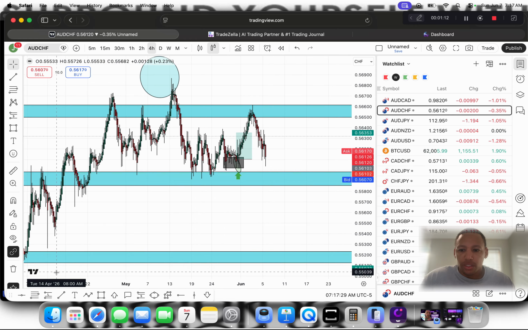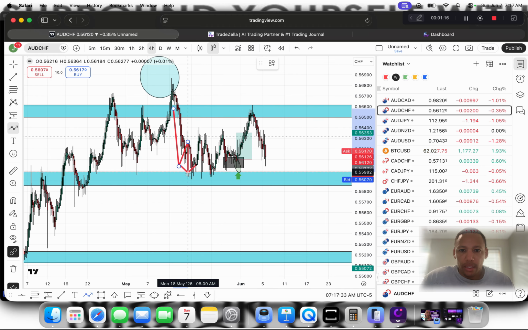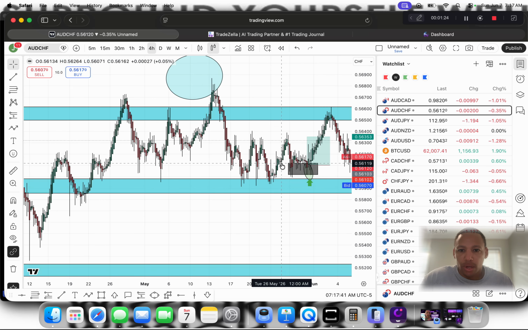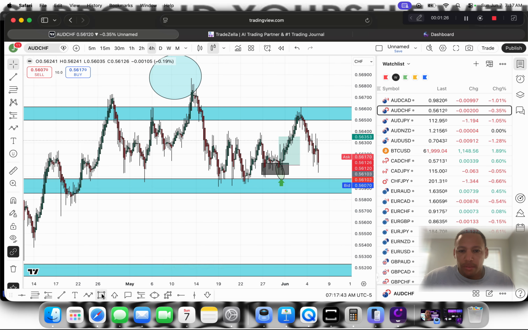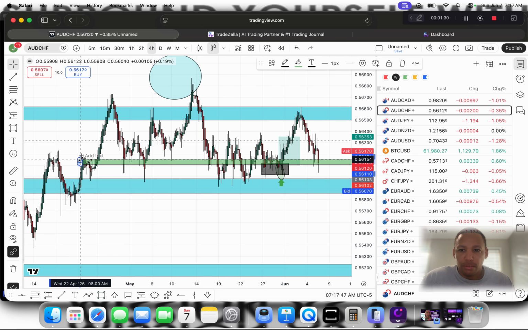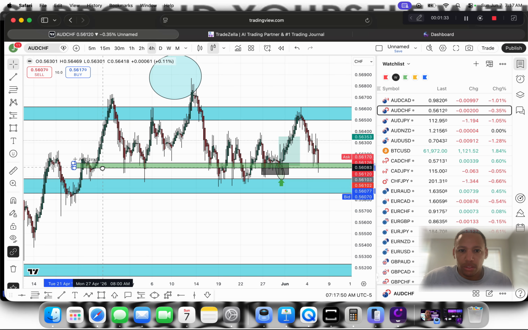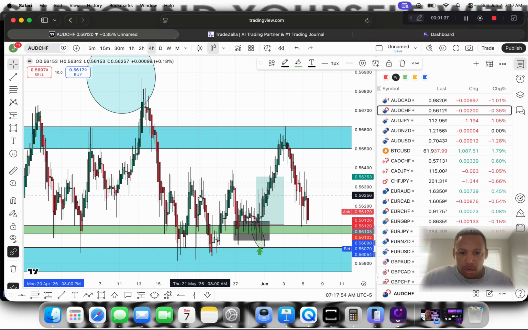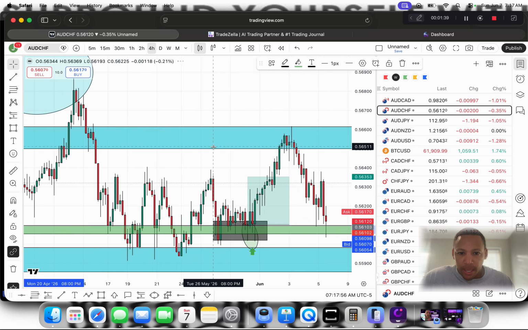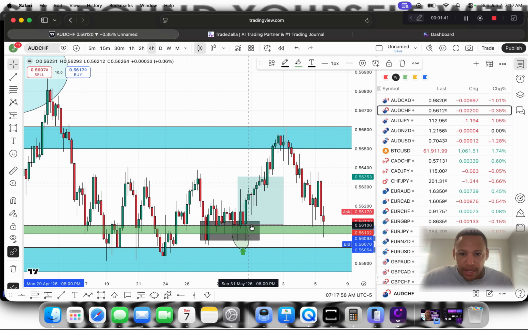But essentially, we had a shift of structure on the H4, retest the H4 zone, right? So you have smaller zones inside of your bigger zones. And that's essentially what I waited for. Price came, rejected, I got in.